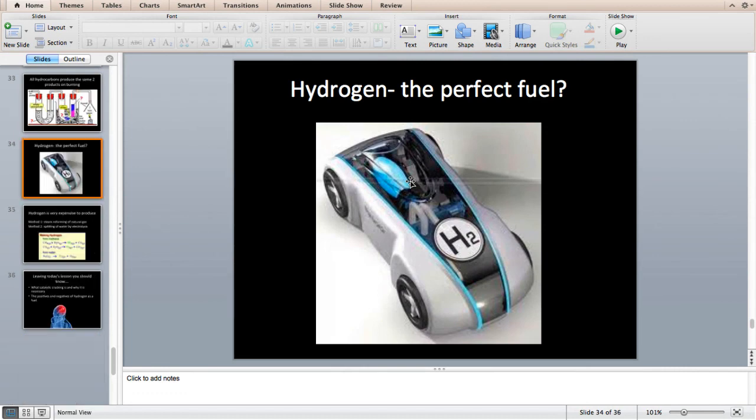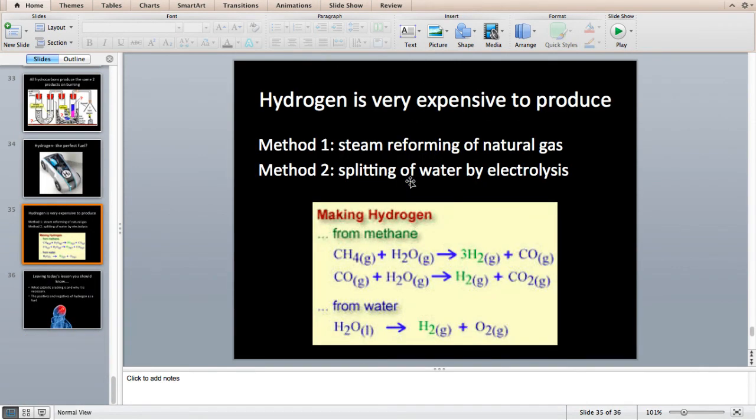The problem with hydrogen is that it's very expensive to produce, so you'll do this in sixth year. The two ways we can make hydrogen at the moment are steam reforming of natural gas, so you're still using a fossil fuel to make your hydrogen. The other way is to split water using electricity, and again, we're using electricity which we're creating using natural gas. So unfortunately at the moment, we haven't found a good way of creating hydrogen that's clean. But if we find a way of creating hydrogen, it will be a fuel of the future.